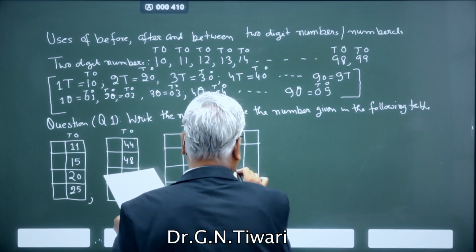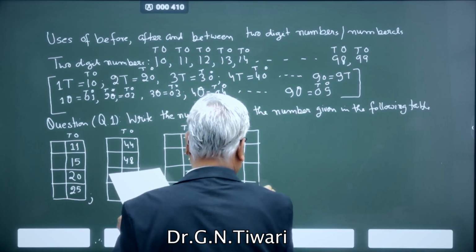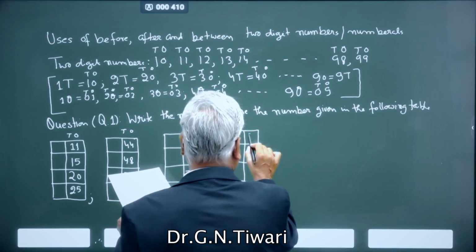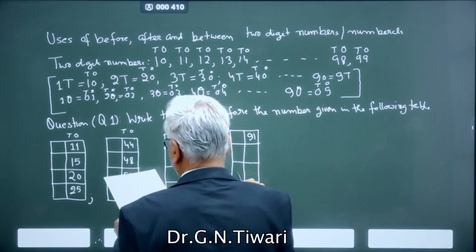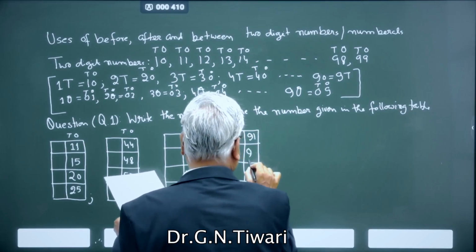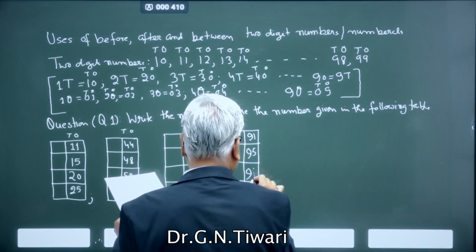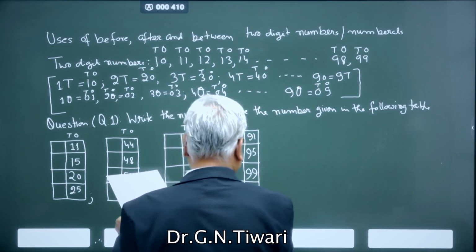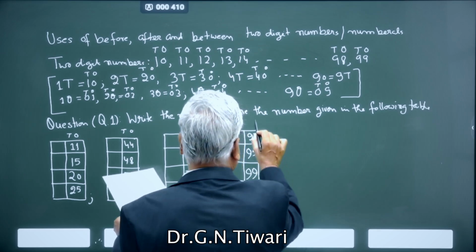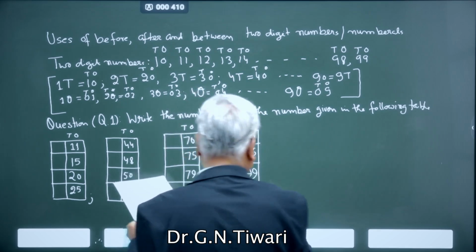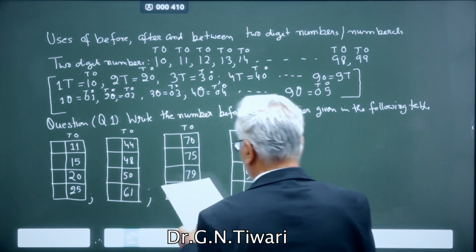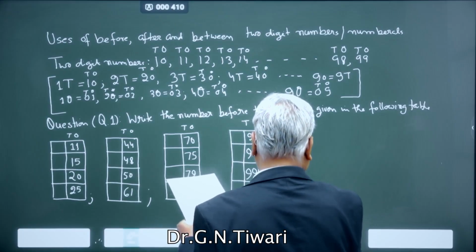1, 2, 3. Here 91, 95, then 99, then 70. Here O and T. Last one.